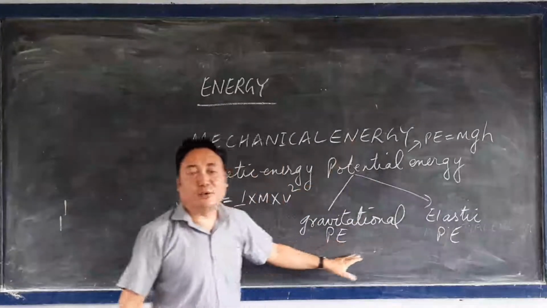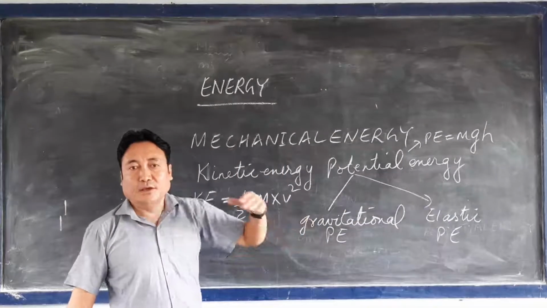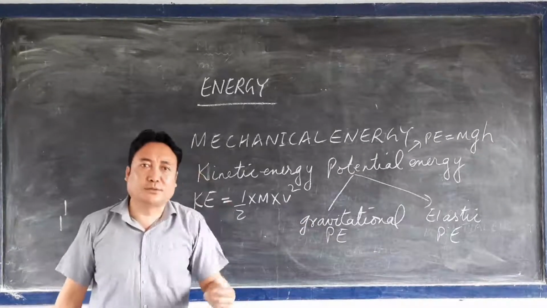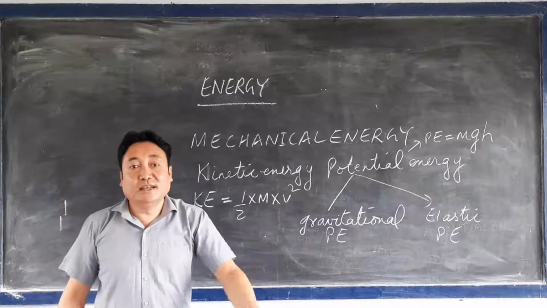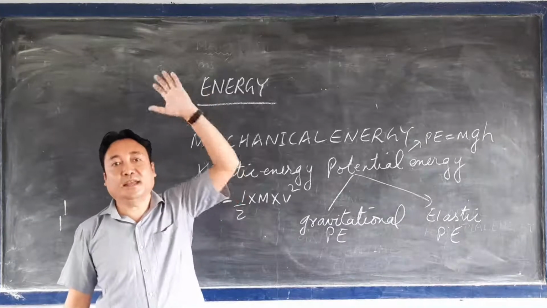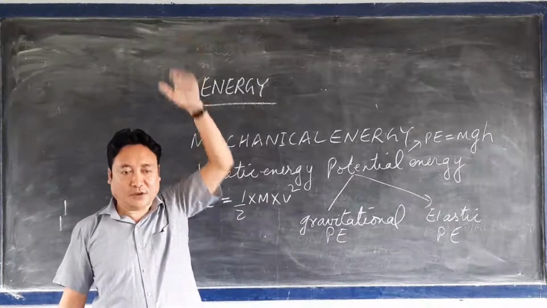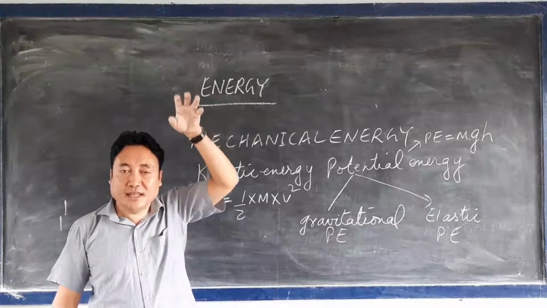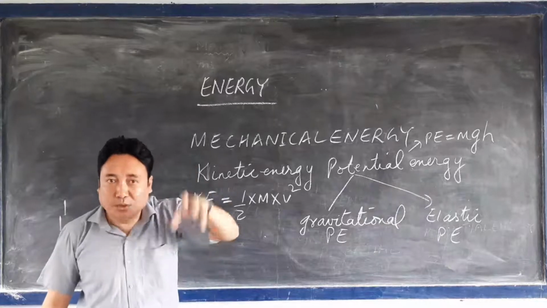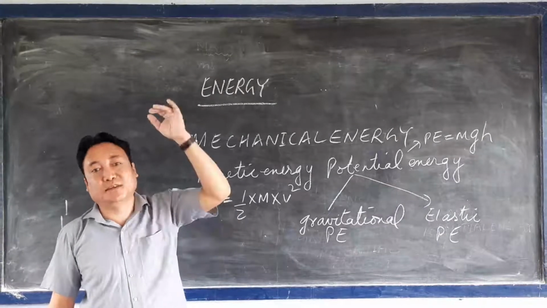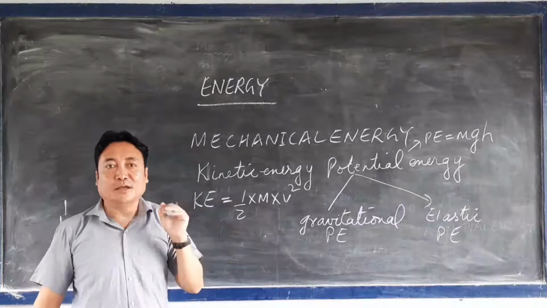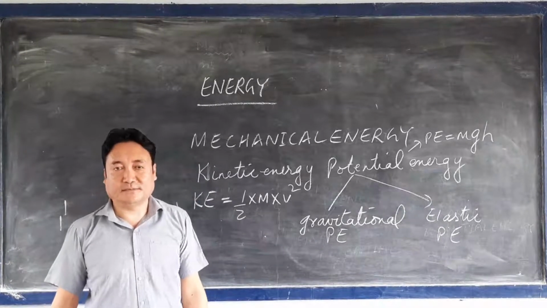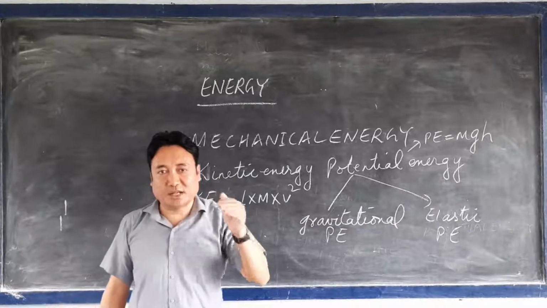Now the gravitational potential energy means when a body is raised to a height. Suppose you take a stone, lift it and raise it to a height from the ground. In that case, the energy possessed by the stone which has been raised to a height from the ground is gravitational potential energy.